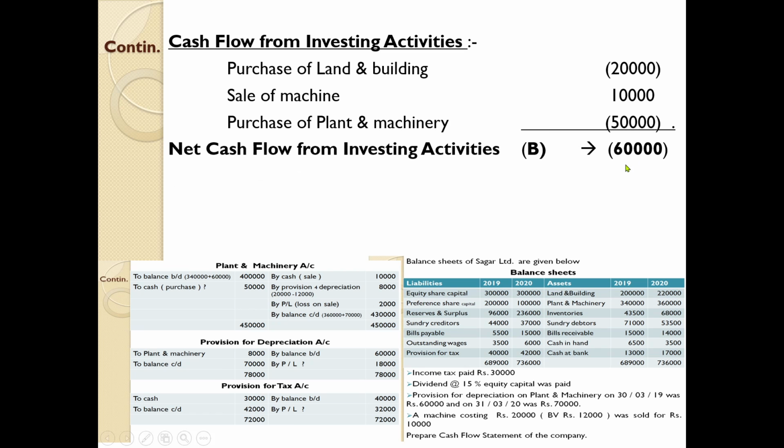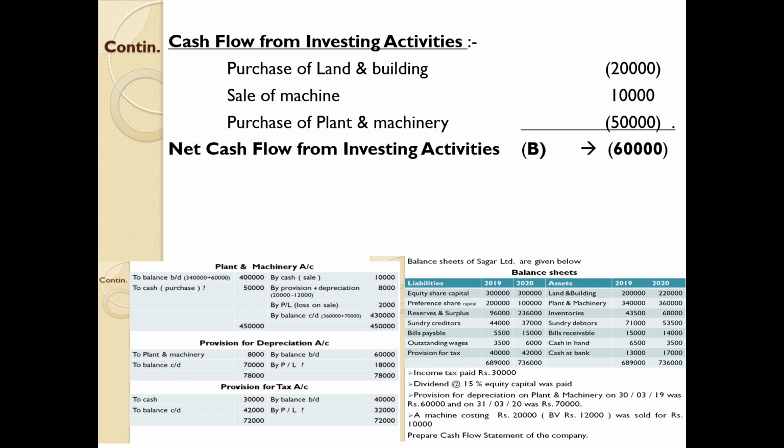Remember, it doesn't mean that you always get a positive amount. Some days you may get a deficit. So net cash flow from investing activity is considered as the second part. You can give it B or Roman number 2, likewise. So it is a 60,000 negative amount, so you have to put it within brackets. Remember to follow the patterns as per the format.